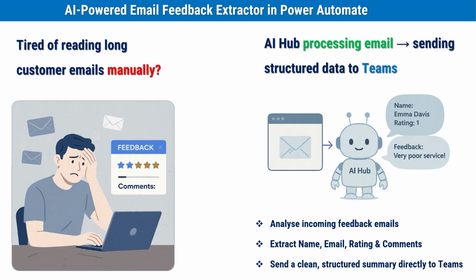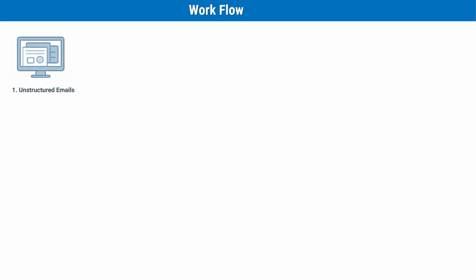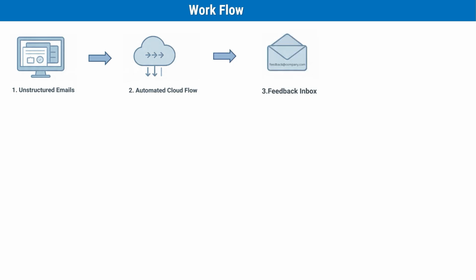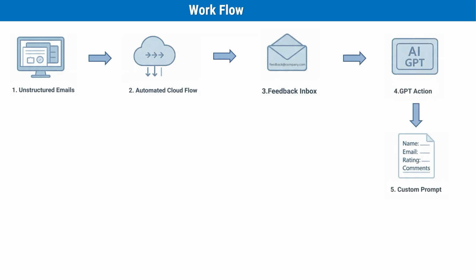So before we start the live demo, here is a quick overview of the workflow we are about to build. We begin with unstructured customer emails arriving in the inbox. A cloud flow is triggered automatically whenever a new feedback email comes in. The email goes into a dedicated feedback inbox. Then we pass it to a GPT action inside Power Automate. Next, we provide a custom prompt that tells GPT exactly what to extract: the customer name, email, rating, and comments. GPT converts the messy text into clean structured data, which we can use anywhere.